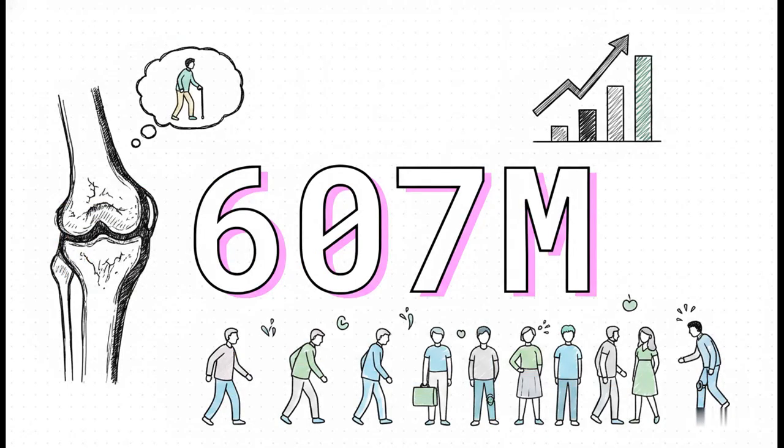To really understand the stakes here, consider this number for a second. Over 607 million people globally are living with osteoarthritis. It's the absolute leading cause of lower extremity disability in older adults, making up a massive share of global years lived with disability. And as our population ages and obesity rates continue to climb, this burden in our clinics is only going to grow.